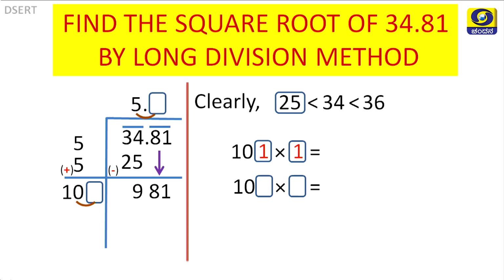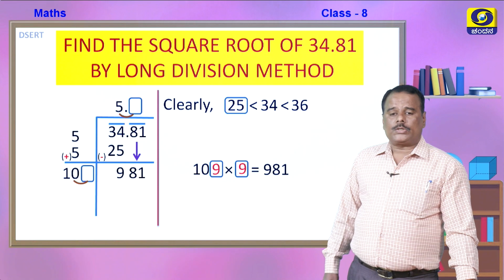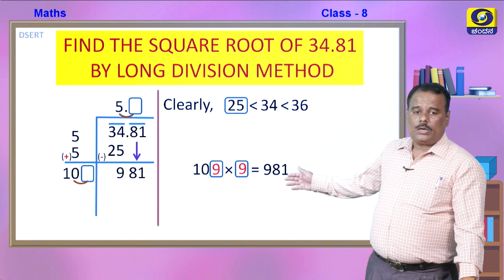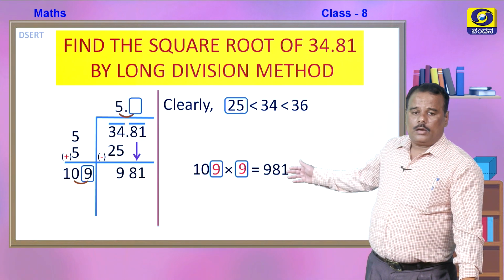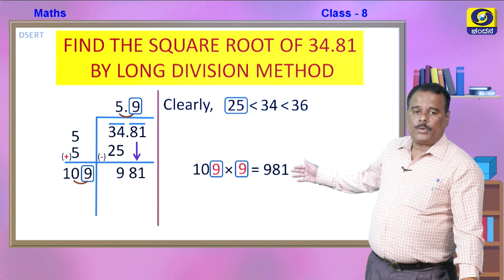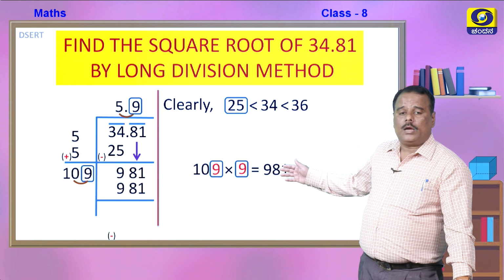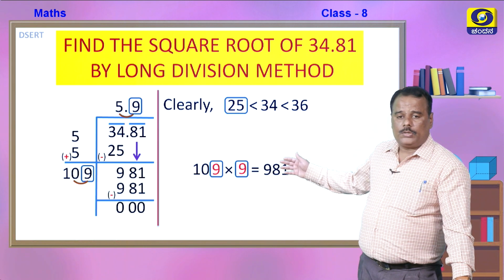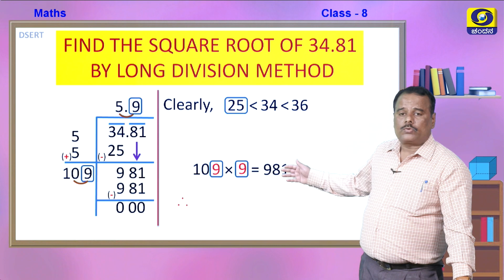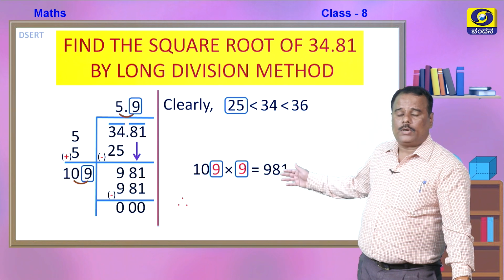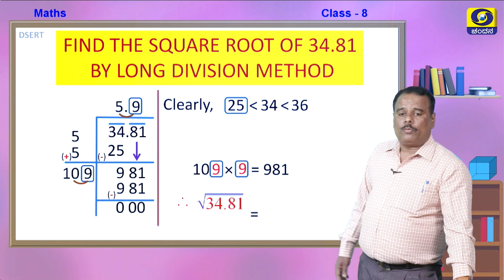So, first 101 into 1 will give us 101, which is too small. So, the second option is 109 into 9, which gives us 981. So, the first option is gone. Now, you can see 981 we can get by putting 9 in the units place and multiplying that 109 by 9 to get 981. Subtract 981 from 981 to get 0. So, we can say that the square root of 34.81 is nothing but 5.9.